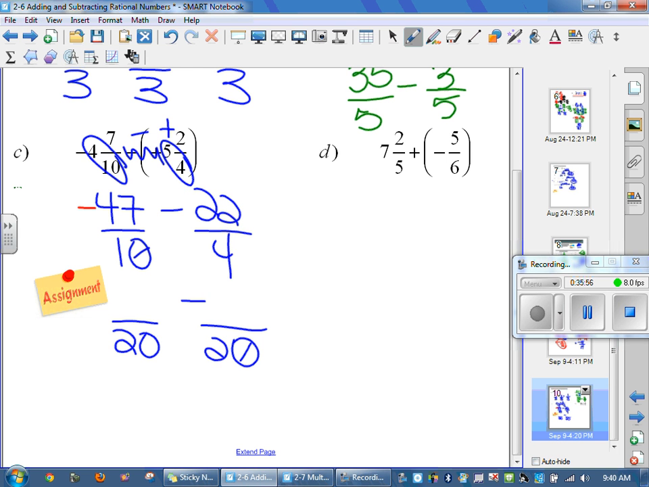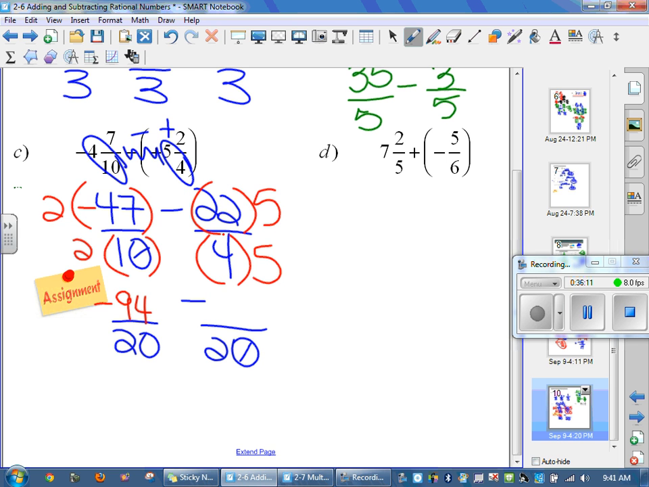Over here, I'm going to times it by 5. I'm going to times that top by 5. That's going to give me negative 110. Well, sorry, positive 110, but we're subtracting, yes. Okay, so now I just add my top numbers. You owe $94, you owe 110 more. How much do you owe altogether? Right, negative 204 over 20.